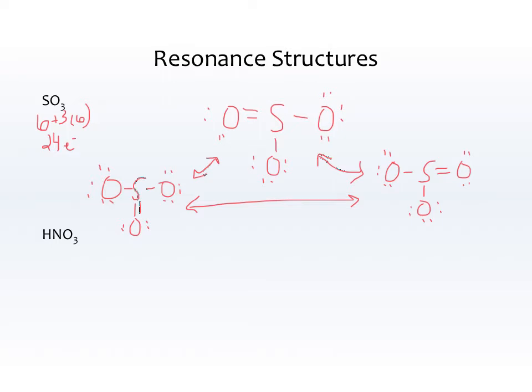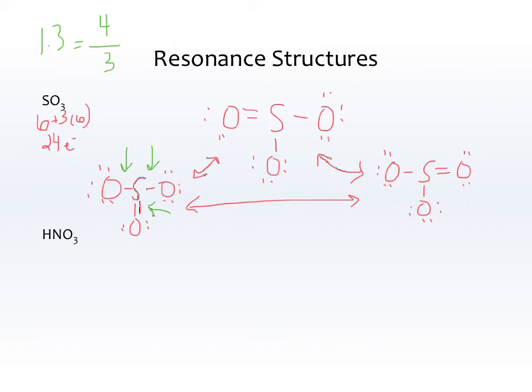So the bond order here: there are 3 possible locations for the bond, but there are 4 bonds total. 4 over 3 is 1 1/3. So each of these bonds in actuality is the length and strength of a 1 1/3 bond, which is a little bit shorter than a single and a little bit longer than a double, or a little bit less energy to break than a single, a little bit less energy to break than a double, a little bit more energy to break than a single. Each of these pictures represents 1/3 of the actual SO3 molecule.